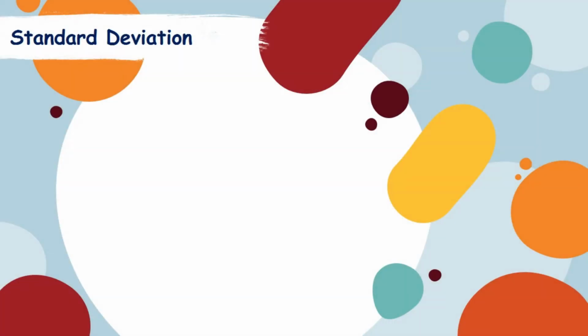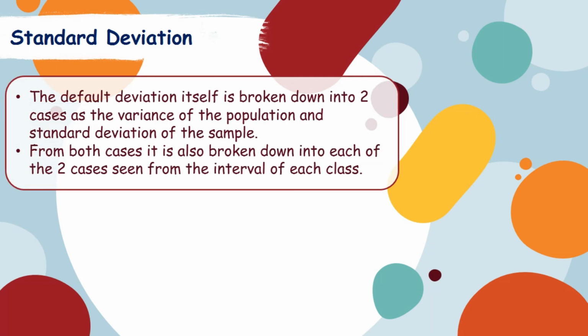The next material is the standard deviation. In addition to variance, one of the measures of variation is standard deviation, or in bahasa Indonesia, simpangan baku. Standard deviation is essentially the root of the variance. Each case of the variance will form the formulation of the standard deviation. The standard deviation itself is broken down into two cases, the standard deviation of the population and the standard deviation of the sample. Each of these is also broken down into two cases, seen from the interval of each class. The purpose of standard deviation is essentially the same as variance: looking at the homogeneity of the data and the distribution of data, including group data.